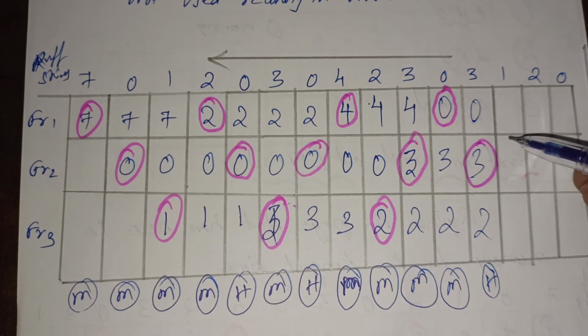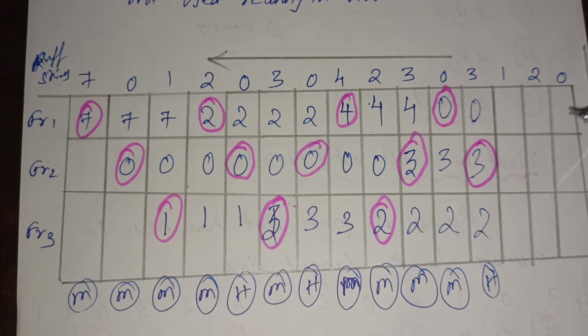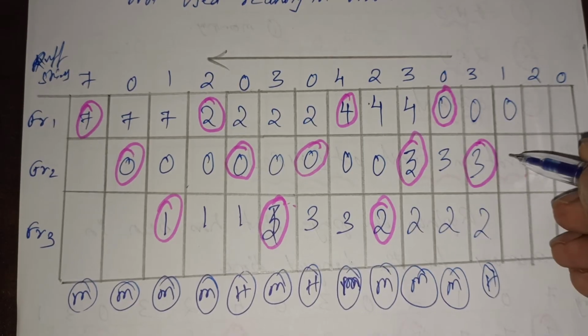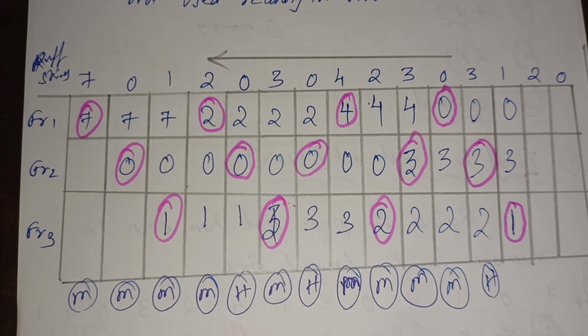1 is called here. So where to replace? See here, 0 is recently used, 3 is also recently used, 2 is not used recently. So we are going to replace this 2. So 0, 3 and 1. So 1 is used recently.